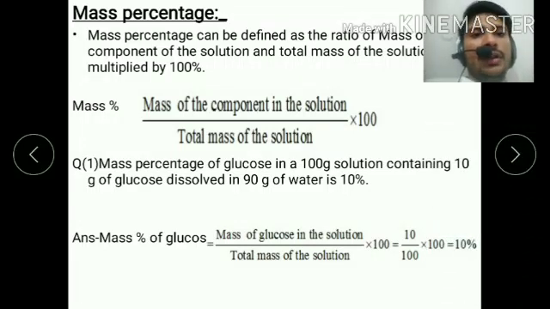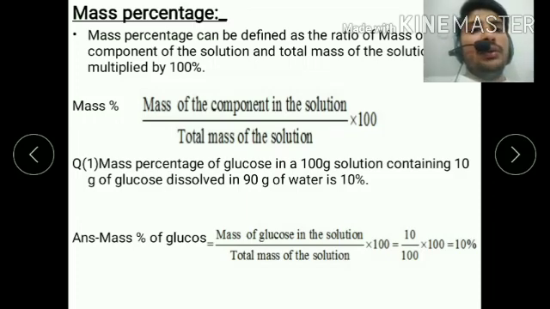Look at this question. Solve this question. Mass percentage of glucose in 100 gram solution containing 10 gram of glucose dissolved in 90 gram of water is 10%. Means 10 gram glucose dissolved in 90 gram of water. How can we determine the mass percentage of glucose? First, mass of glucose upon total mass of solution multiplied by 100. What is mass of glucose? 10 gram. Total mass of solution 10 plus 90 means 100. 10 upon 100 multiplied by 100 gives 10%.